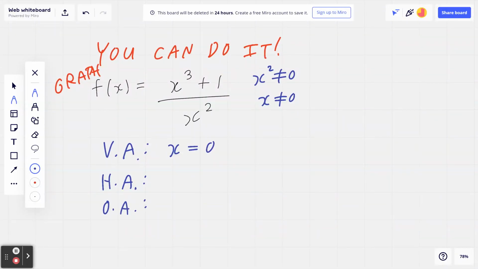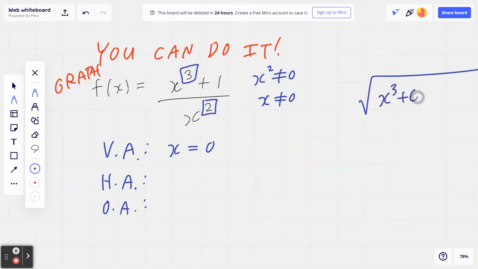Step 2: if you think about the degree in the numerator relative to the degree in the denominator, notice how 3 is 1 greater than 2. So this signals to you there's going to be an oblique asymptote. And to find this, you have to divide.